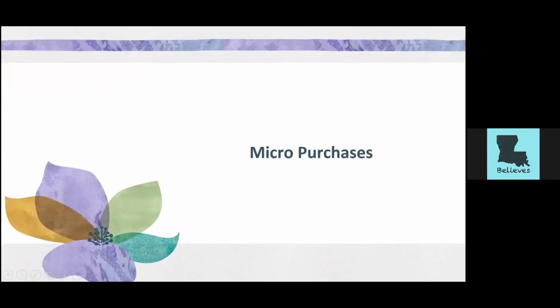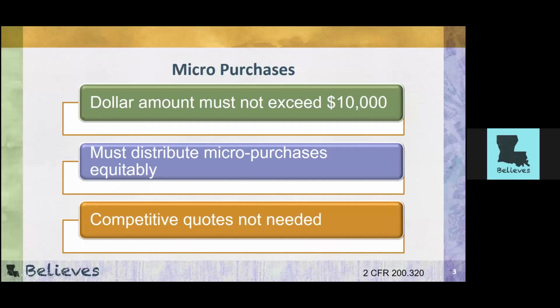We're going to talk about micro purchases first, and this is just a review of each procurement type. So remember that the dollar value cannot exceed $10,000. You have to distribute micro purchases equitably, and you do not need competitive quotes. Now, during your procurement review, the reviewer will look at your micro purchases to ensure that multiple suppliers were used for like items. If they weren't, it would be a finding on a review.